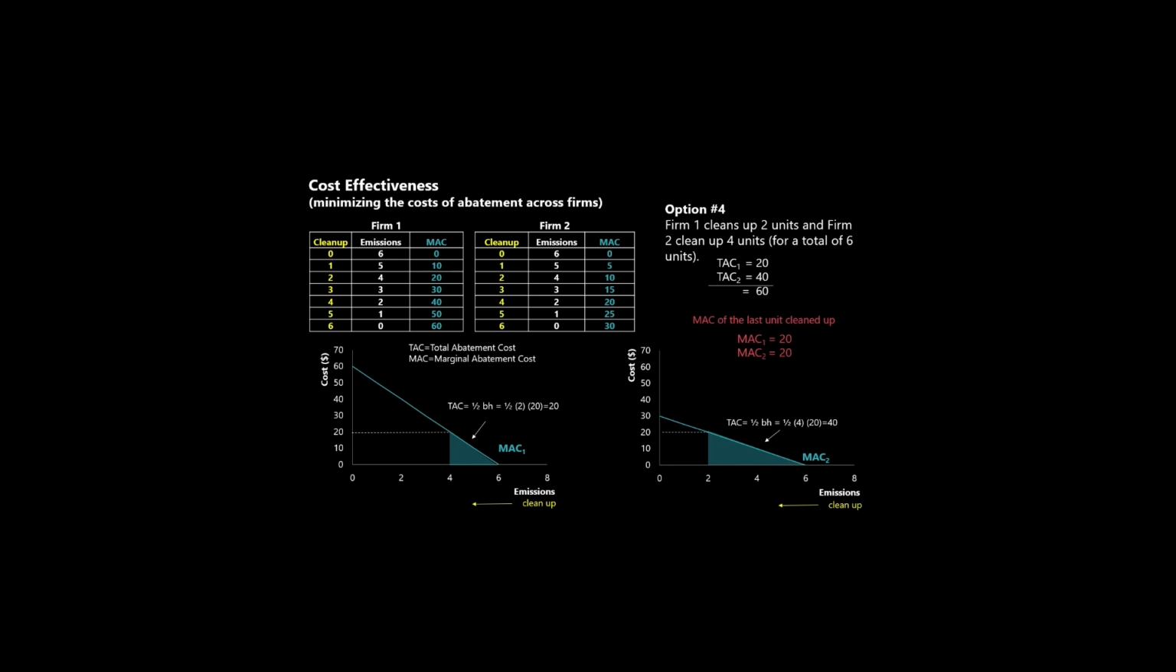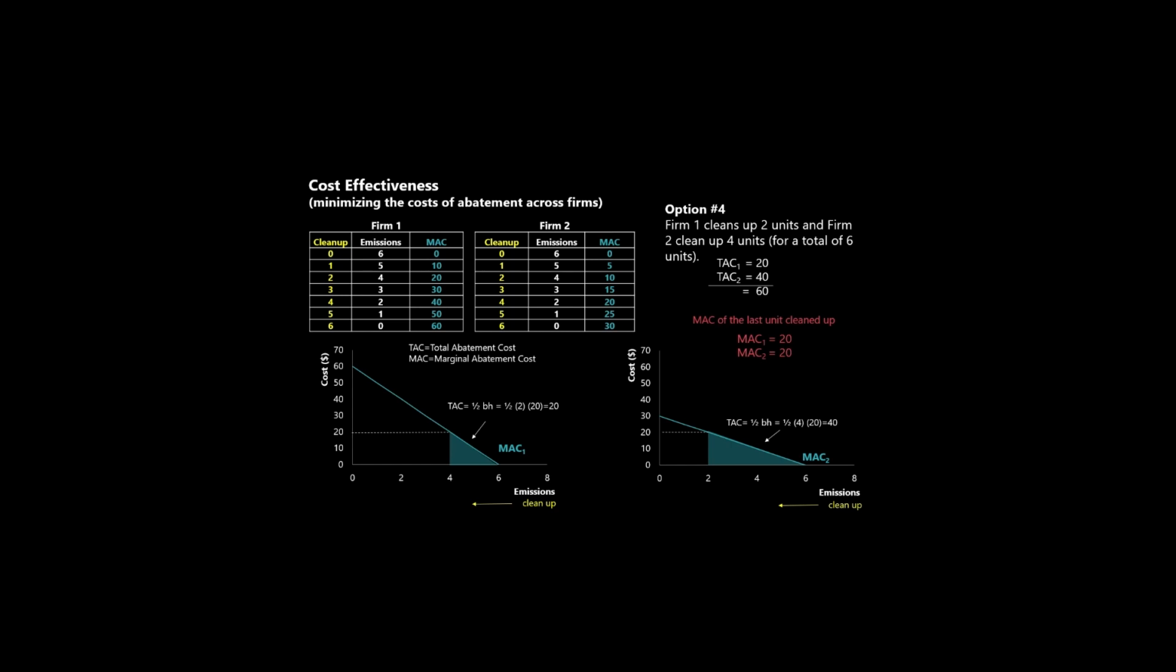That means that if you were to take a look at the combination where firm 1 cleans up 5 and firm 2, 1, or 1 and 5, or even portions of it, 4.5 and 1.5, you're going to find that any other combination of cleanup that gives you 6 units is going to be higher than this 60. So the question might be, where did these cost savings come from?